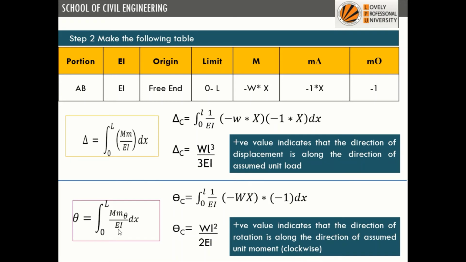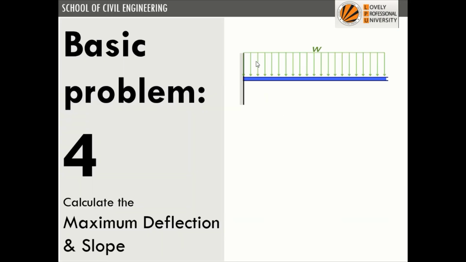For calculating rotation we will use this capital M and this M theta. So how do we get it? Minus W into X, this one, into minus 1. So when we solve, we'll get theta as WL square upon 2. So simple. Solve the cantilever beam using UDL.